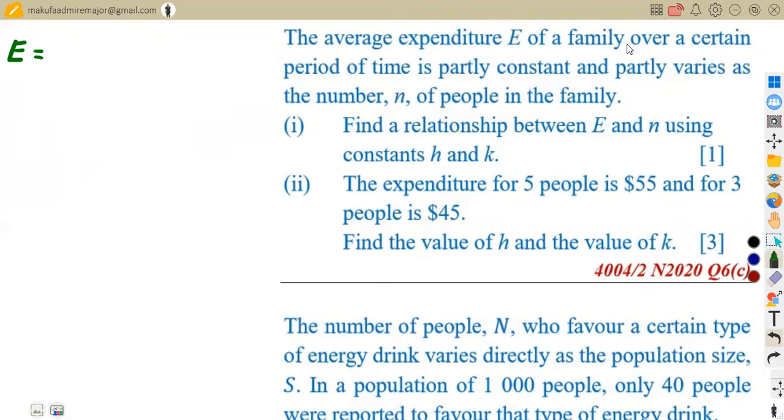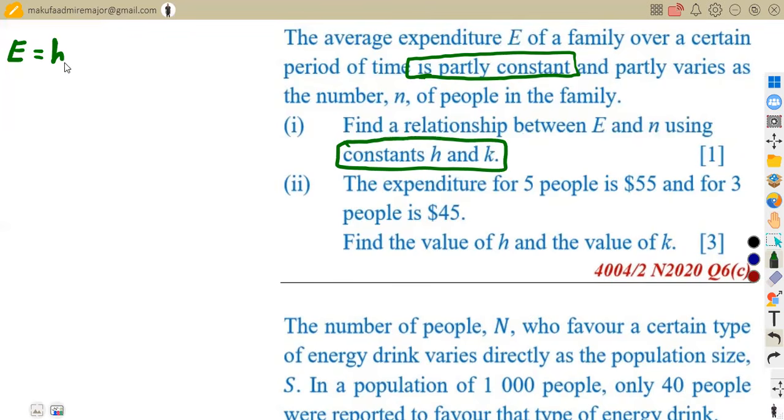They are saying that the expenditure of a family over a certain period of time is partly constant. So this is the first part, partly constant. Remember what I said in the introduction: partly constant is just a constant that you have. Here you have to check the constants that you are given. Find a relationship between E and N using constants. You are given the constants to use, H and K. Where there is a partly constant, you just write a constant. So here I'm just going to write H.